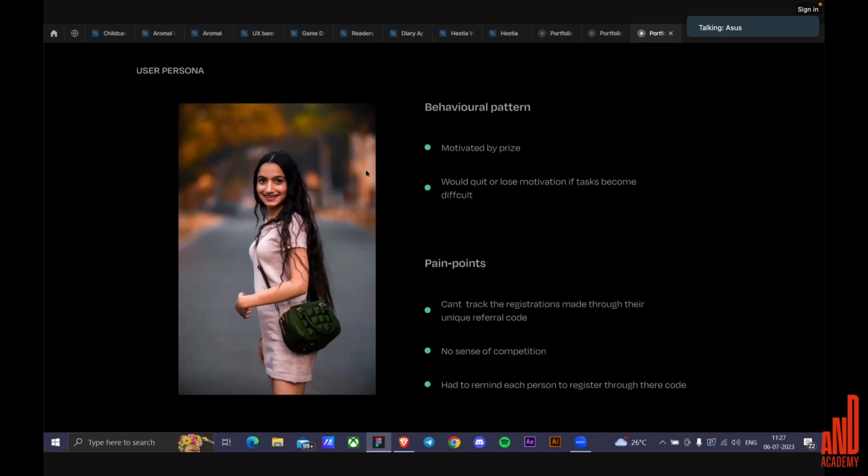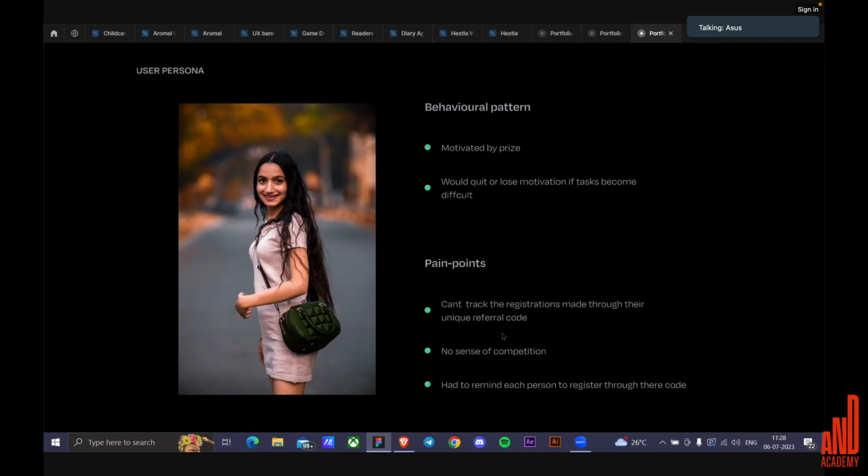When I make a user persona, I always make sure to include the behavioral patterns I get from the research, rather than non-relevant things like the name or age of the persona. It's more important to capture the behavioral patterns, the pain points, the motivations, etc. The behavioral pattern of an average campus ambassador is that most of them are motivated by the prize, or what they'll get after they bring in this many candidates. Because of that, they will quickly lose motivation if the task becomes too difficult. They won't stick to the project if it becomes difficult.